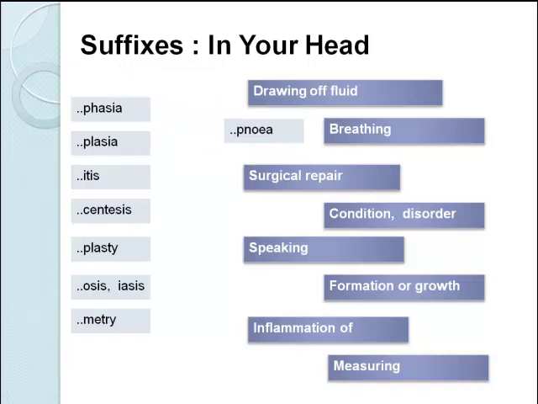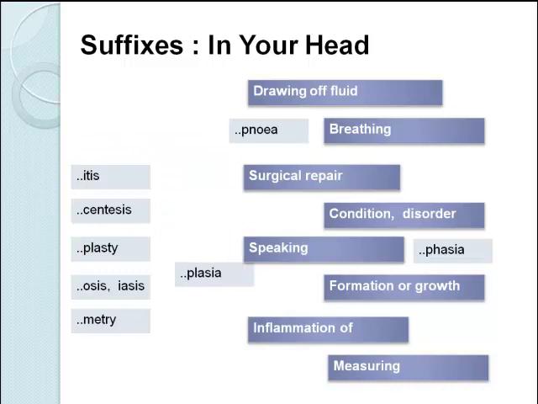Ta-da! Nia, breathing. So we had dyspnea being difficulty breathing, or apnea, without breathing, tachypnea, fast breathing. Phasia was our word from the ear, nose and throat section. Phasia is a suffix meaning speaking. So if I have dysphasia, difficulty speaking. Plasia looks similar, doesn't it? Plasia with an L. Plasia means formation or growth. So dysplasia is disordered formation.